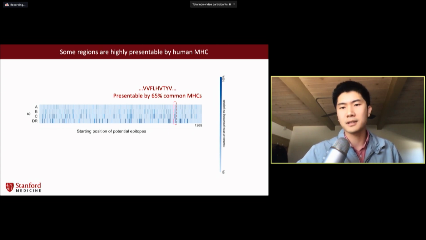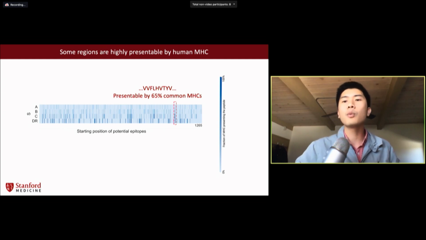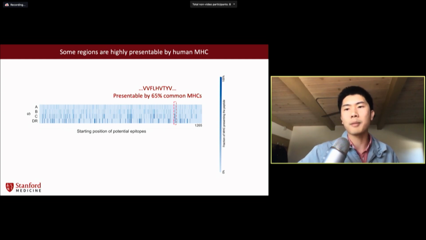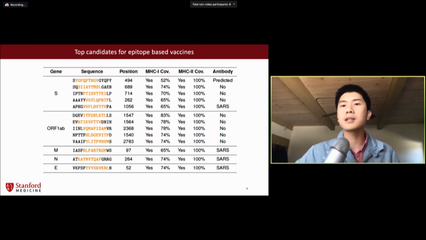on the cell surface. You can find more details in our manuscript online, and we show our computational methods work well for historical SARS data. The last table in our manuscript summarizes our top candidates for potential COVID-19 vaccines. 5 out of 13 candidates are from spike protein.